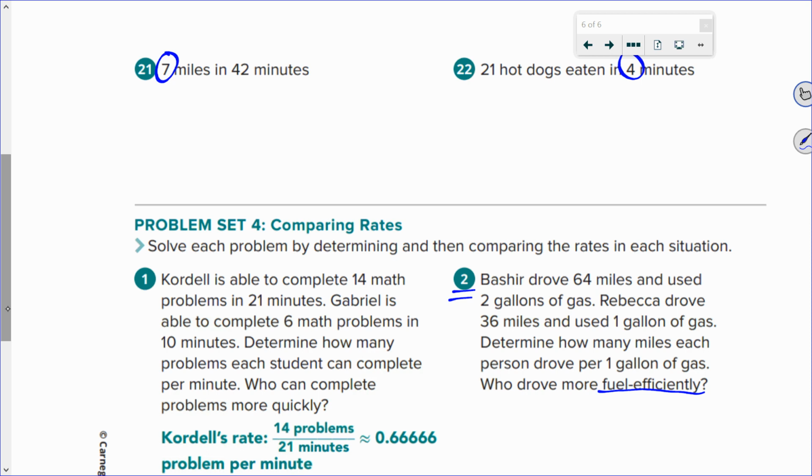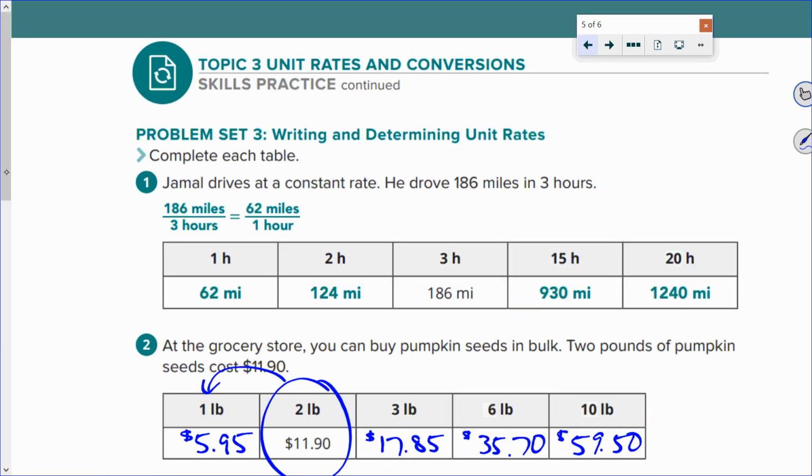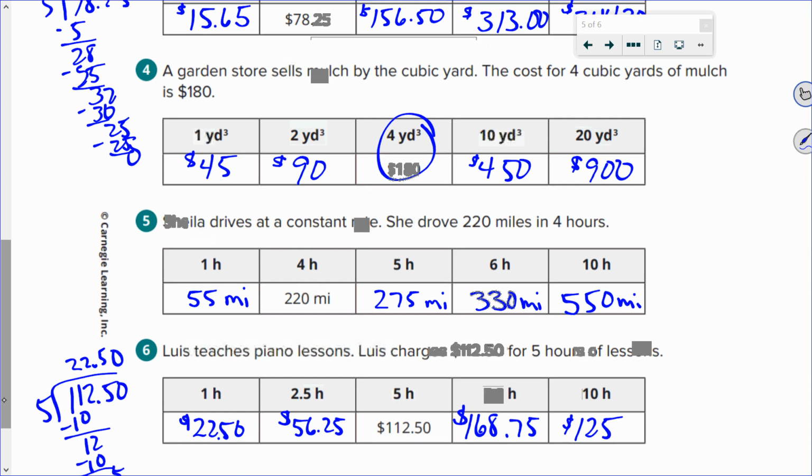Yes, sir. I did? Yeah. Hold on. Which one? Oh, that would have been 225. Thank you. 225. My apologies. Thank you for pointing it out.